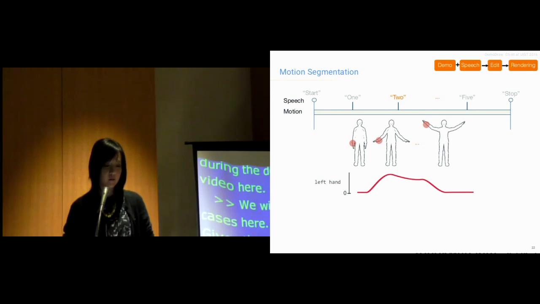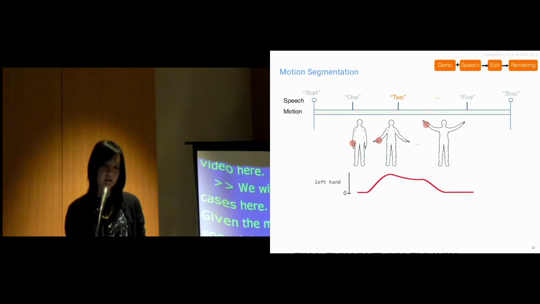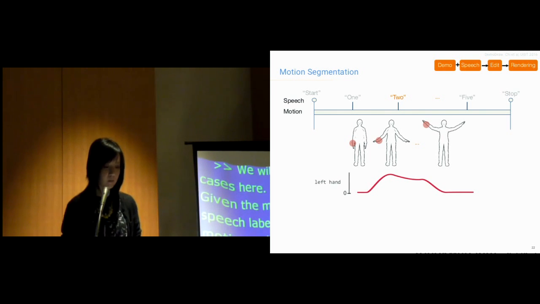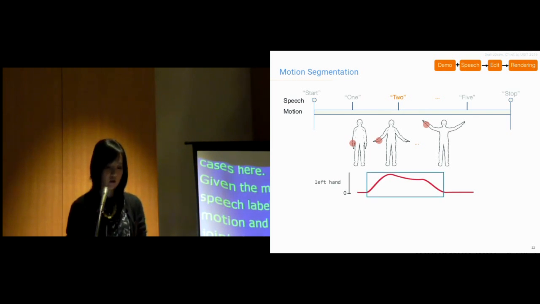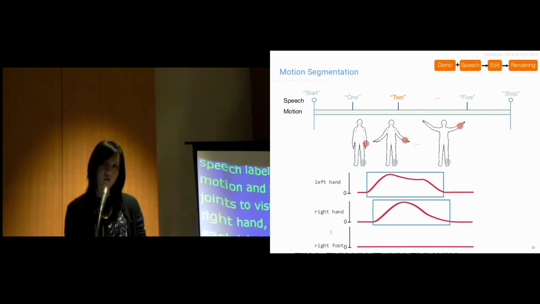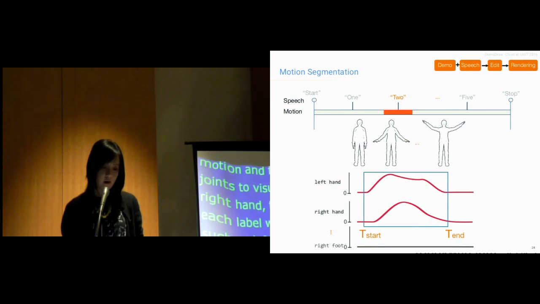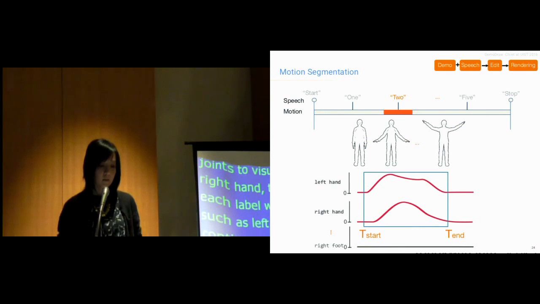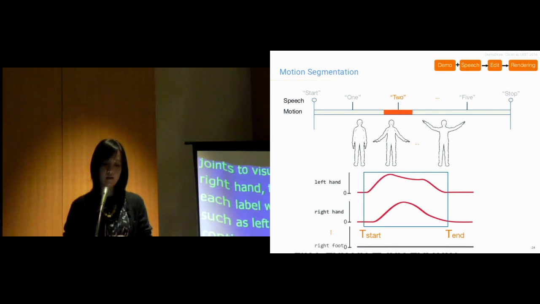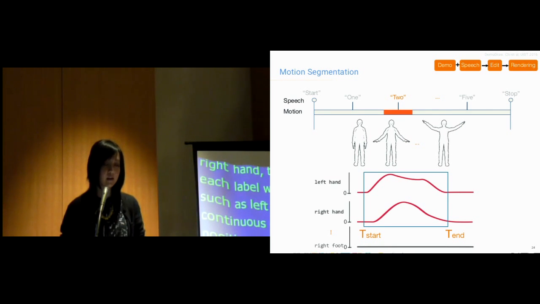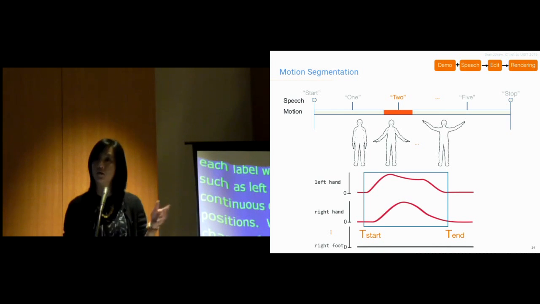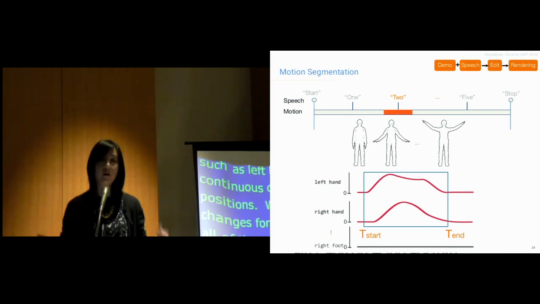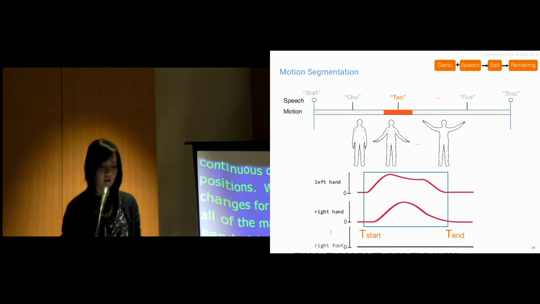For each speech label, we examine each of the major joints, such as the left hand, by analyzing the continuous changes of the absolute 3D positions. We identify the salient changes for this joint, and we repeat for all the major joints, from the right hand to the right foot. And finally, we combine the significant changes, which will give us the joint set, here the left and right hands, for example, and the segmentation boundary, which is the start and end times. Other non-moving joints, such as the feet here, will not be applied.